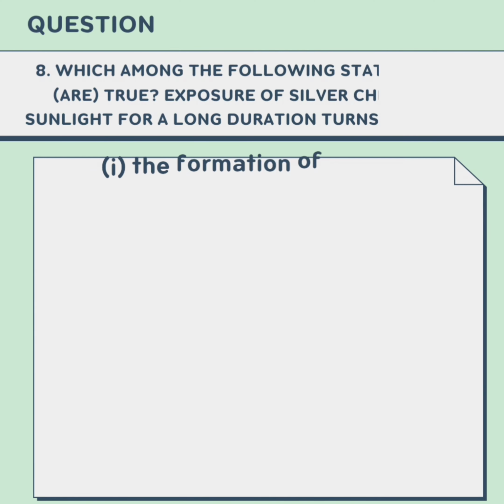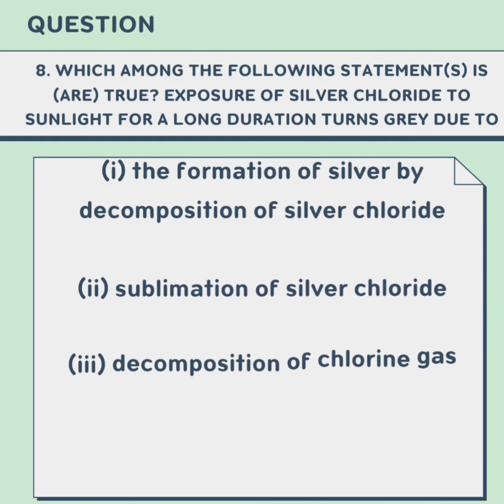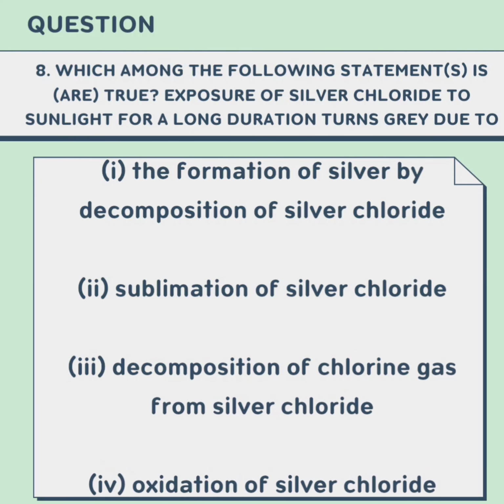8. Which among the following statements are true? Exposure of silver chloride to sunlight for a long duration turns gray due to 1. The formation of silver by decomposition of silver chloride.